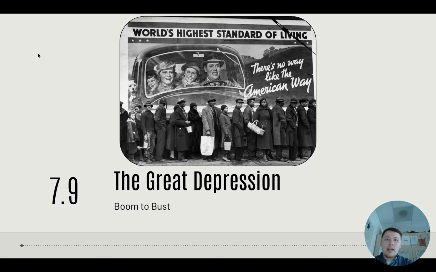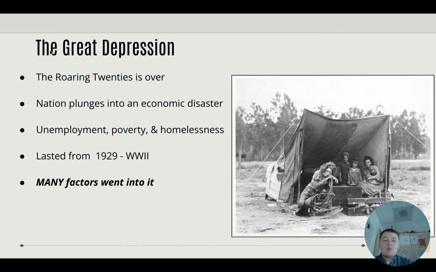Let's talk about the Great Depression. So, what the heck is it? Well, number one, the Roaring 20s are utterly over. Things are looking awful. It is a bad time to be anybody, really, unless you're really rich. So, following the end of the 20s, the country is going to plunge into a brutal economic disaster, the worst economic point in American history. So far, kids, so far. So nobody's got work, nobody has their homes anymore. It is awful. It'll only end with the coming of World War II.